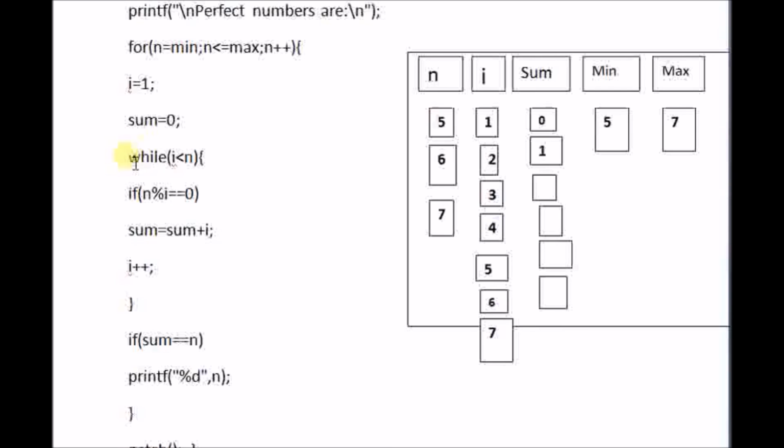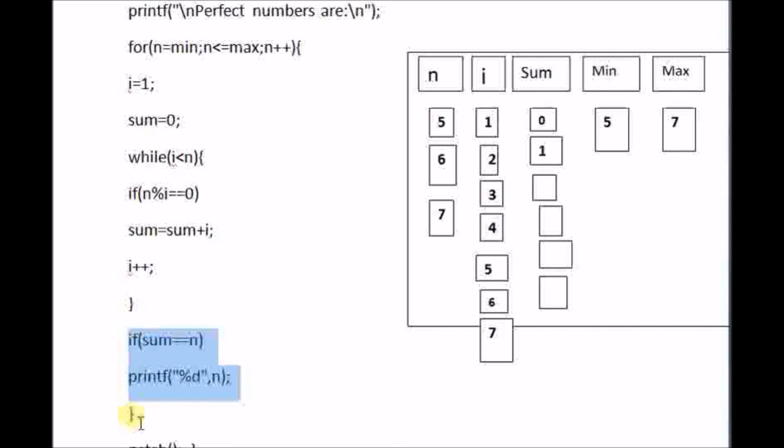Control goes back to while. Is 7 less than 7? No, 7 is equal to 7. 7 is not less than 7, so the condition is false. So the whole while part will be skipped and control moves to the next line. If sum equal to n, the value of sum is 1, the value of n is 7. Once again this condition is also false, so this part will not get executed.